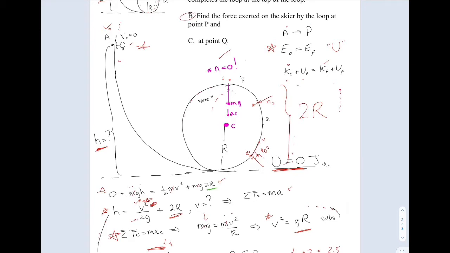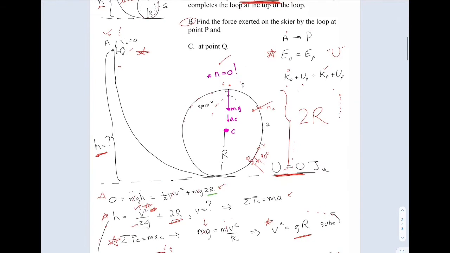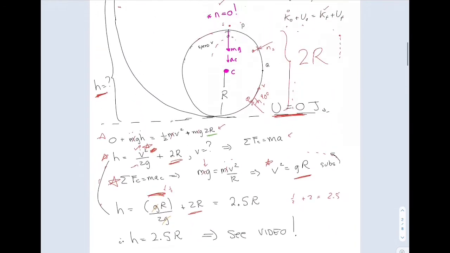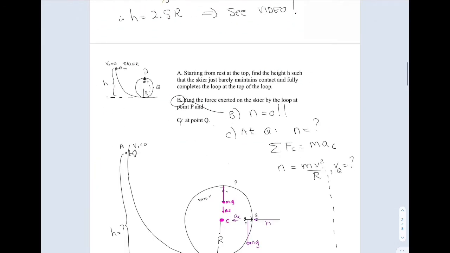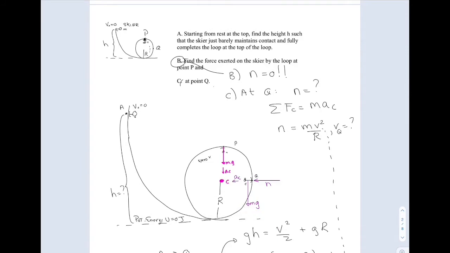Part B asks, find the force exerted on the skier by the loop at point P. Well, we already know from our analysis for part A that the force exerted on the skier by the loop, that's a normal force. And we already know the normal force is 0. So for part B, normal force is 0. So that's done.